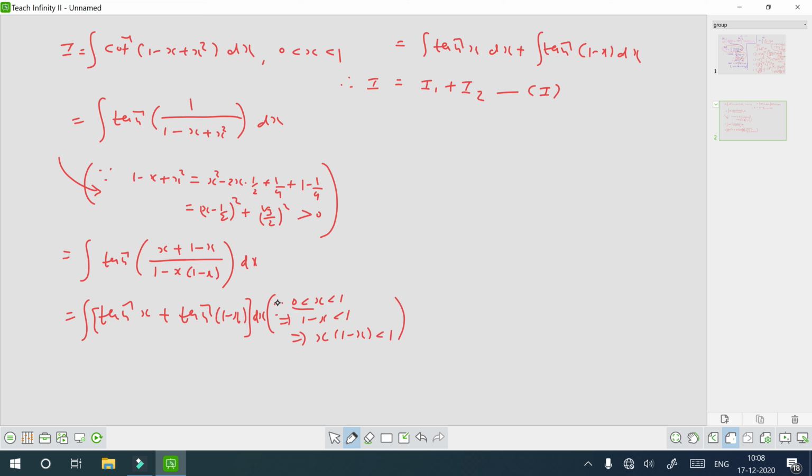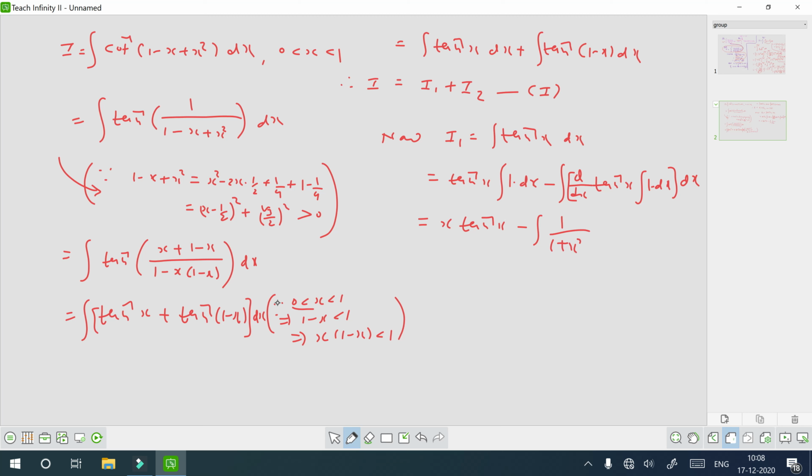So result number 1. I1 is equal to integral tan inverse x. Whenever a single function is given to us, then we have to take v as 1. So tan inverse x integral 1 dx minus integral of d by dx of tan inverse x times integral 1 dx, whole into dx. Clear? This is integration by parts. So x tan inverse x minus integral 1 upon 1 plus x square into x dx.